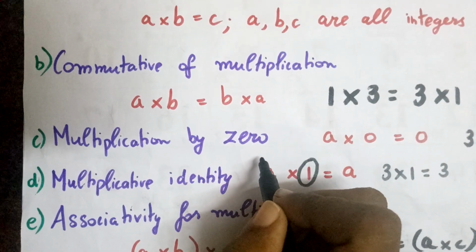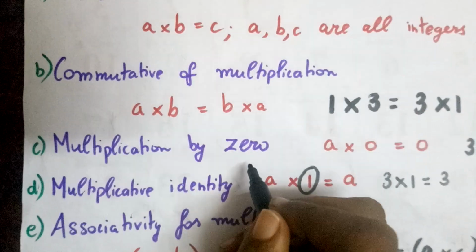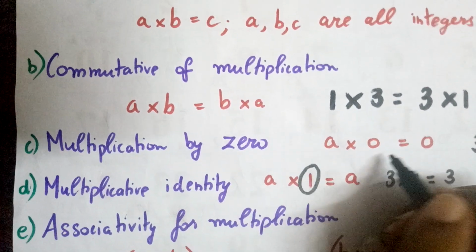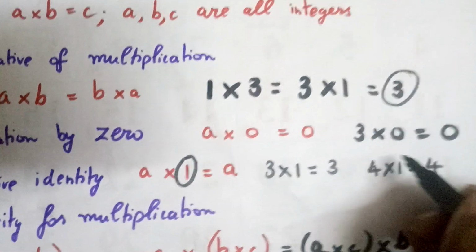Multiplication by 0. You multiply any integer with 0, or any number with 0, the product will obviously be 0. So a into 0 is 0. Example, 3 into 0 obviously gives you 0.